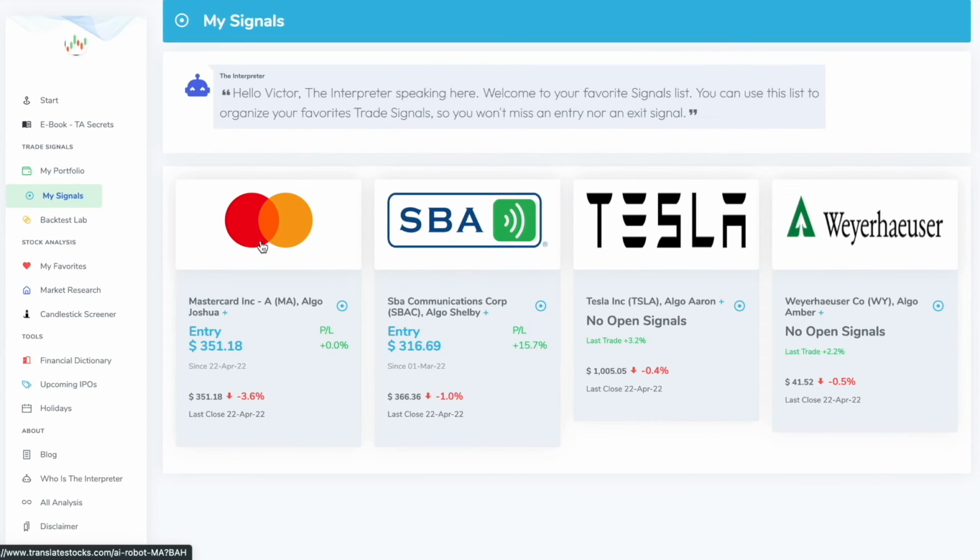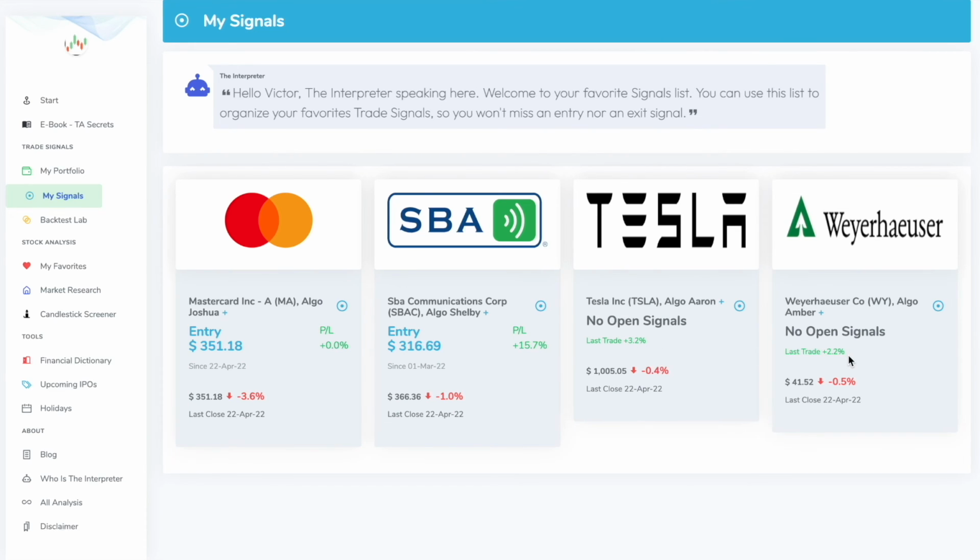We see MasterCard that we just added for Algo Joshua. And these 2 signals are still opened. They gave us an entry at this price. And here are the partial profits. The Shelby algorithm for SBA are currently at a 15.7% partial profit. And we have 2 other signals here with Aaron and Amber that already do not have an open position for these stocks. And here is the result of their last trade for those specific stocks.